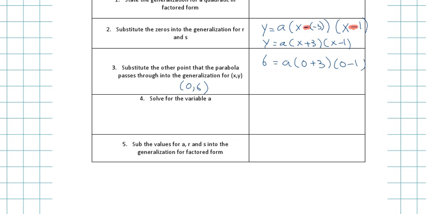And now I'm going to have to solve for a. Do the brackets. So that's 6 equals a times 3 times negative 1. Multiply. 3 times negative 1 is negative 3a.